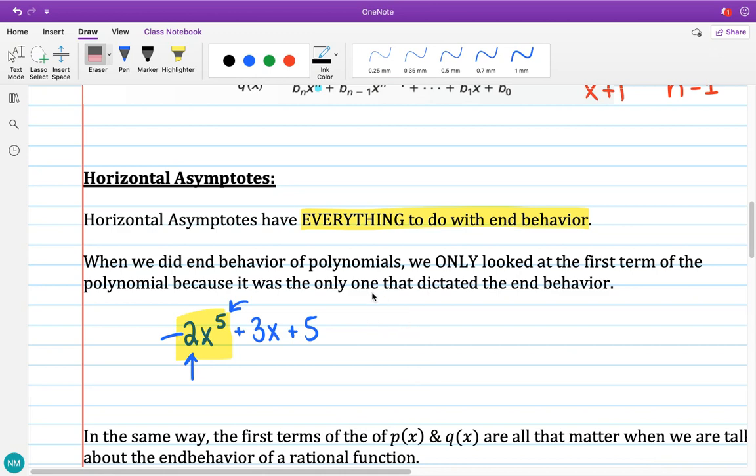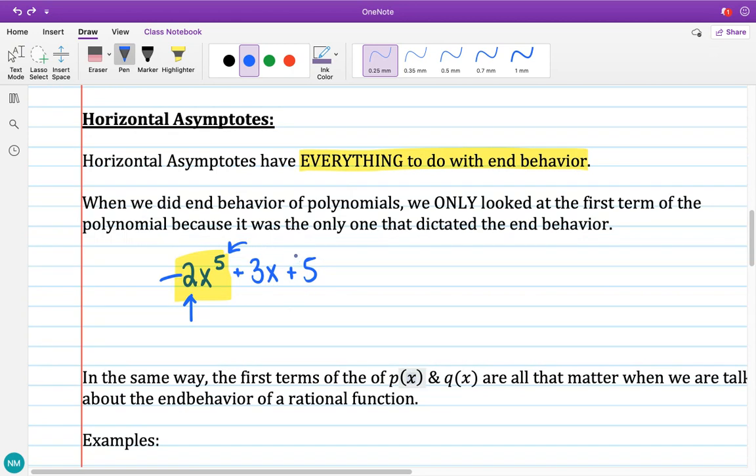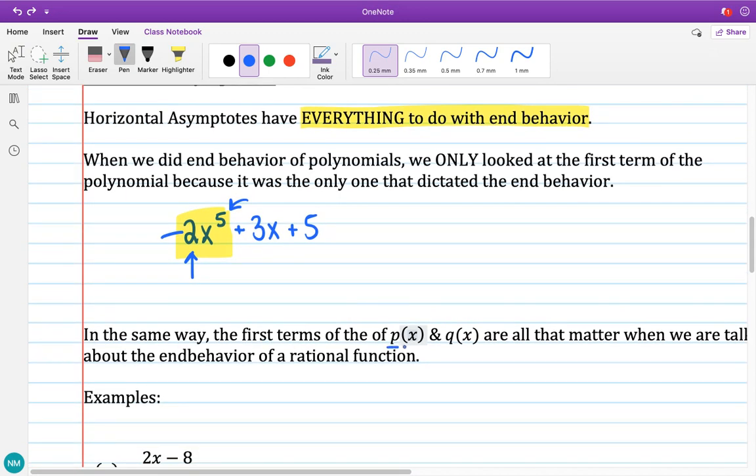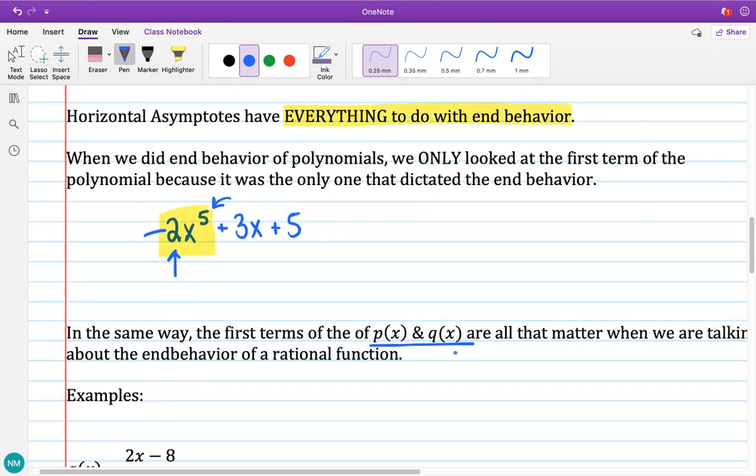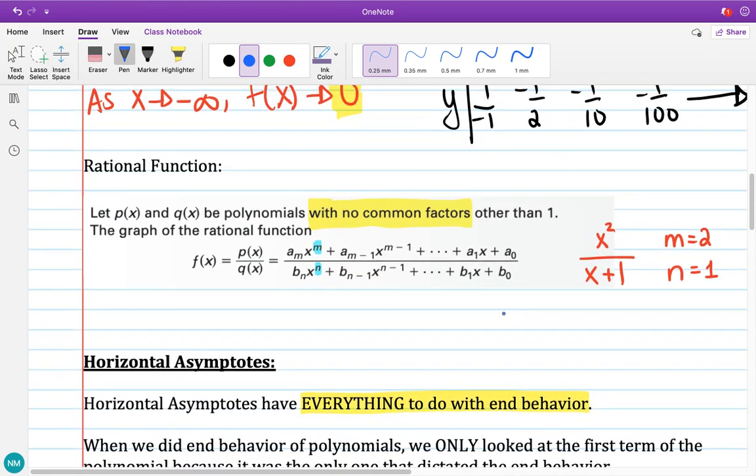So what's important is that because we are dealing with polynomials, the only thing that's really important is the first term, because the degree of the first term pretty much outweighs all of the other terms that have lesser degrees. That's what we're going to be focusing on. In the same way, the first terms of P of x and Q of x are all that matter when we are talking about the end behavior of rational functions.